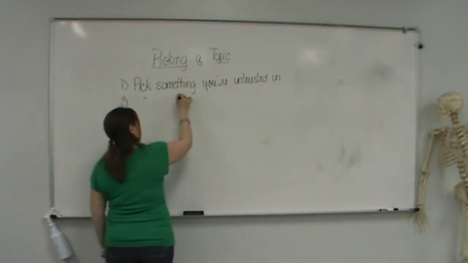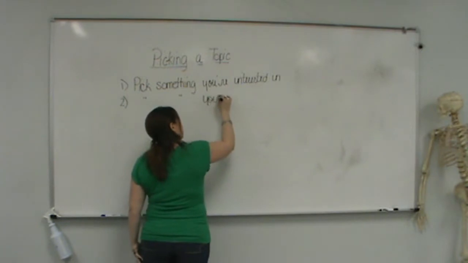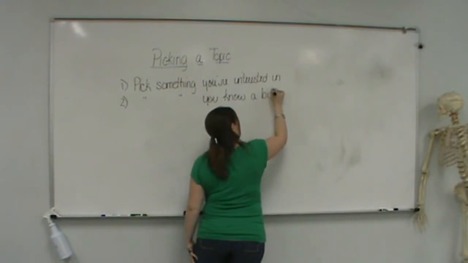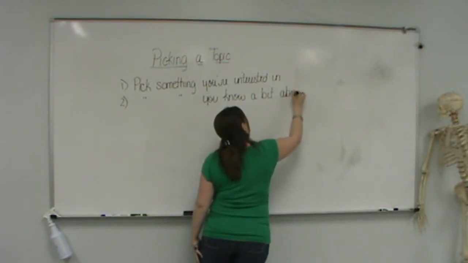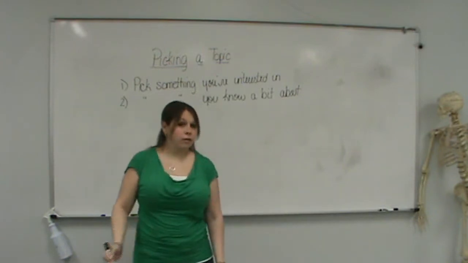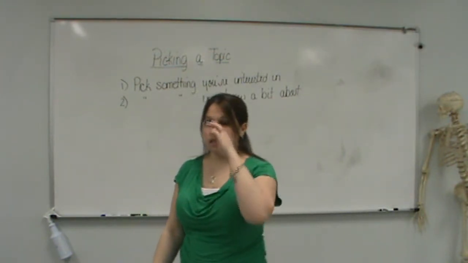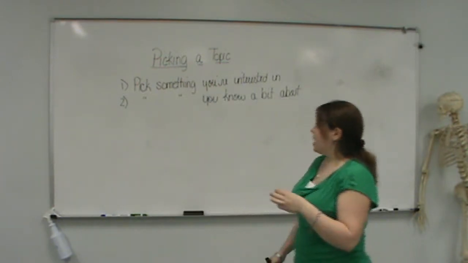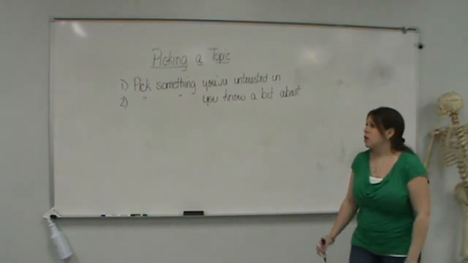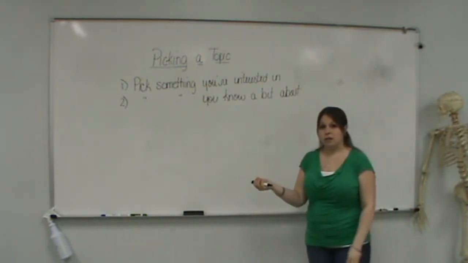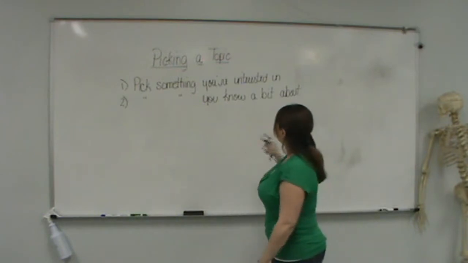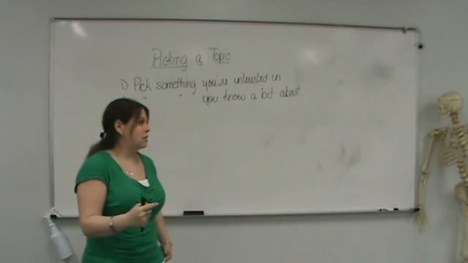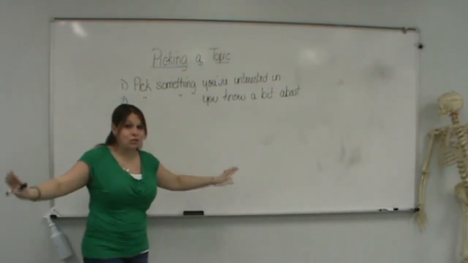So the second one is pick something you already know something about. It doesn't mean that you need to know everything about it already, but if you pick something that you have a little bit of experience with or a little bit of knowledge about, then it's easier to get started. So often we end up procrastinating, and I say we because me too, because we don't know where to start. If you don't know where to start, sometimes it's easier just not to start.